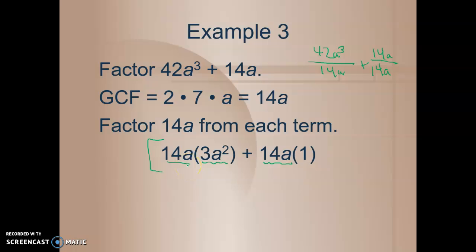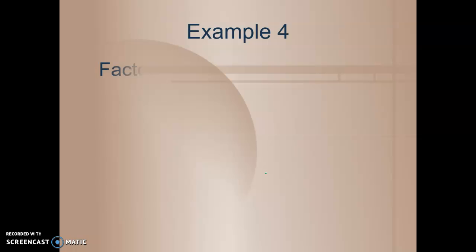Once we factor it out, our next step is to rewrite it with our greatest common factor on the outside of the parentheses and the two quotients on the inside of the parentheses. So we have 14a on the outside, 3a squared plus 1. We can check our answer by multiplying that back out, distributing to see if we get to our original answer, and we will. Our final example is 36x squared y plus 9xy cubed minus 27xy.